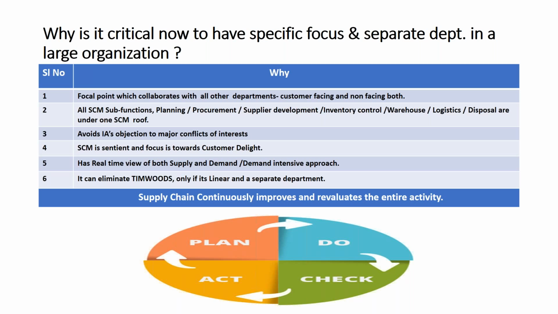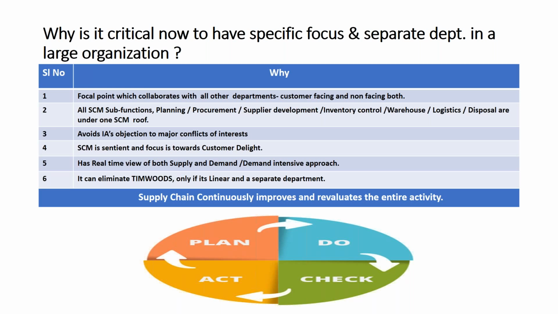So it has a real-time view of both supply and demand, and it's a demand-intensive approach. Now it can eliminate TIM WOODS only if it's a linear and separate department. Many of you might have undergone a Lean Six Sigma course. Lean Six Sigma talks about TIM WOODS. That is, these are seven industrial wastes. T stands for transport, I as inventory, M as movement, W as waiting, O as over processing, over specification, defects, and skills. So these are skills.